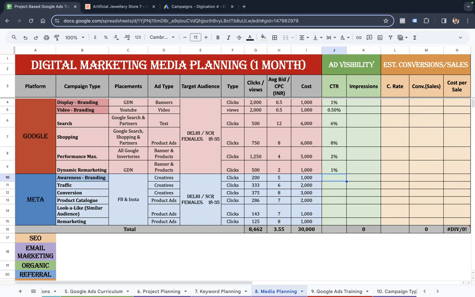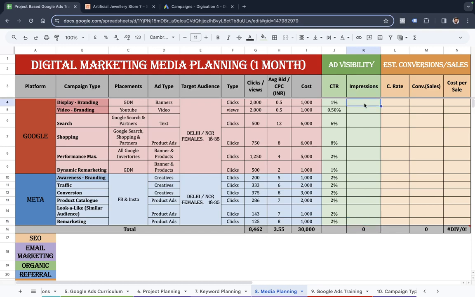Now, for Meta, for awareness, we get a CTR of around 2%. In fact, for most of the campaigns in Meta, the CTR stays around 2% only.